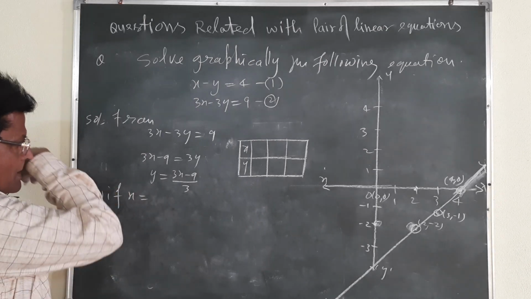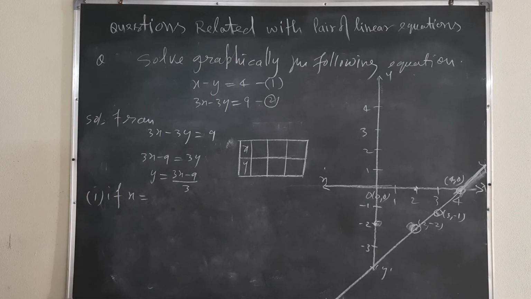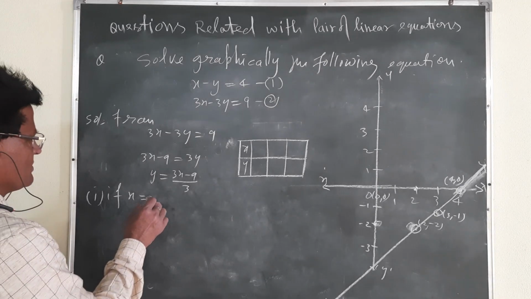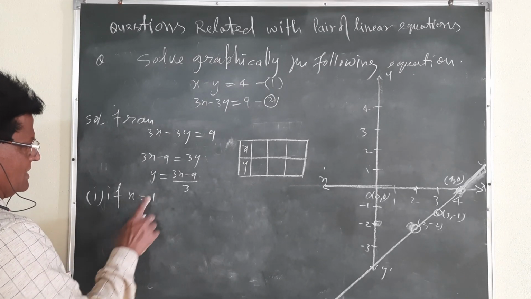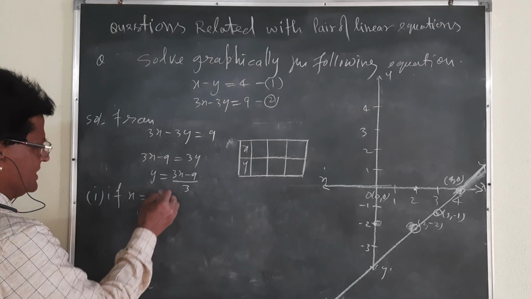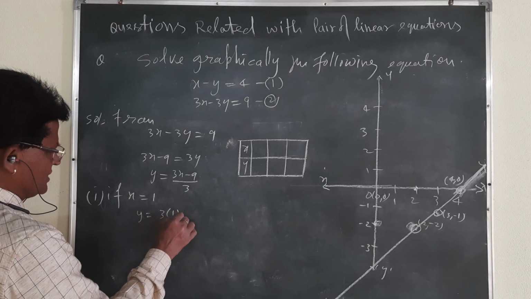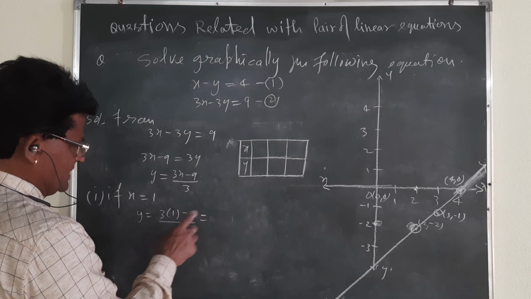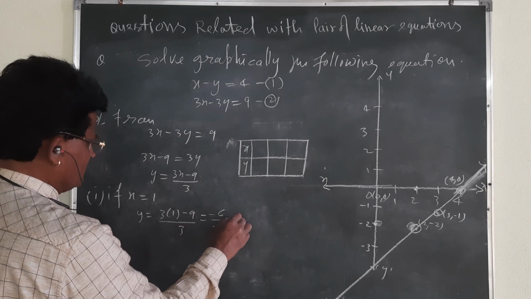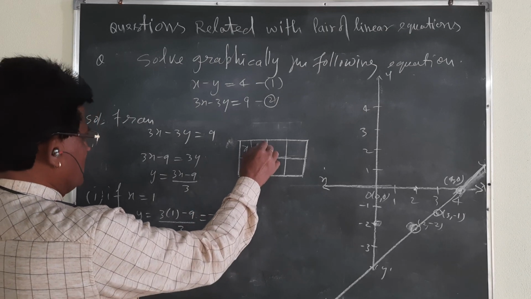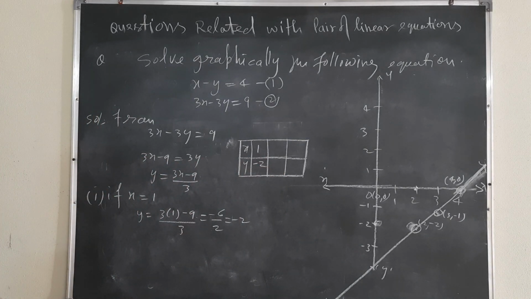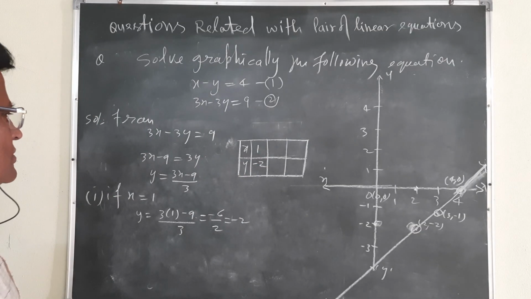If x is equal to, similar kind of thing, you assume the value whatever you want. Suppose I am going to take 1. The value of y, you calculate here. In place of x, you write 1. It will be equal to (3 minus 9) by 3, that is minus 6 by 3, which is minus 2. If x is 1, y will be minus 2.